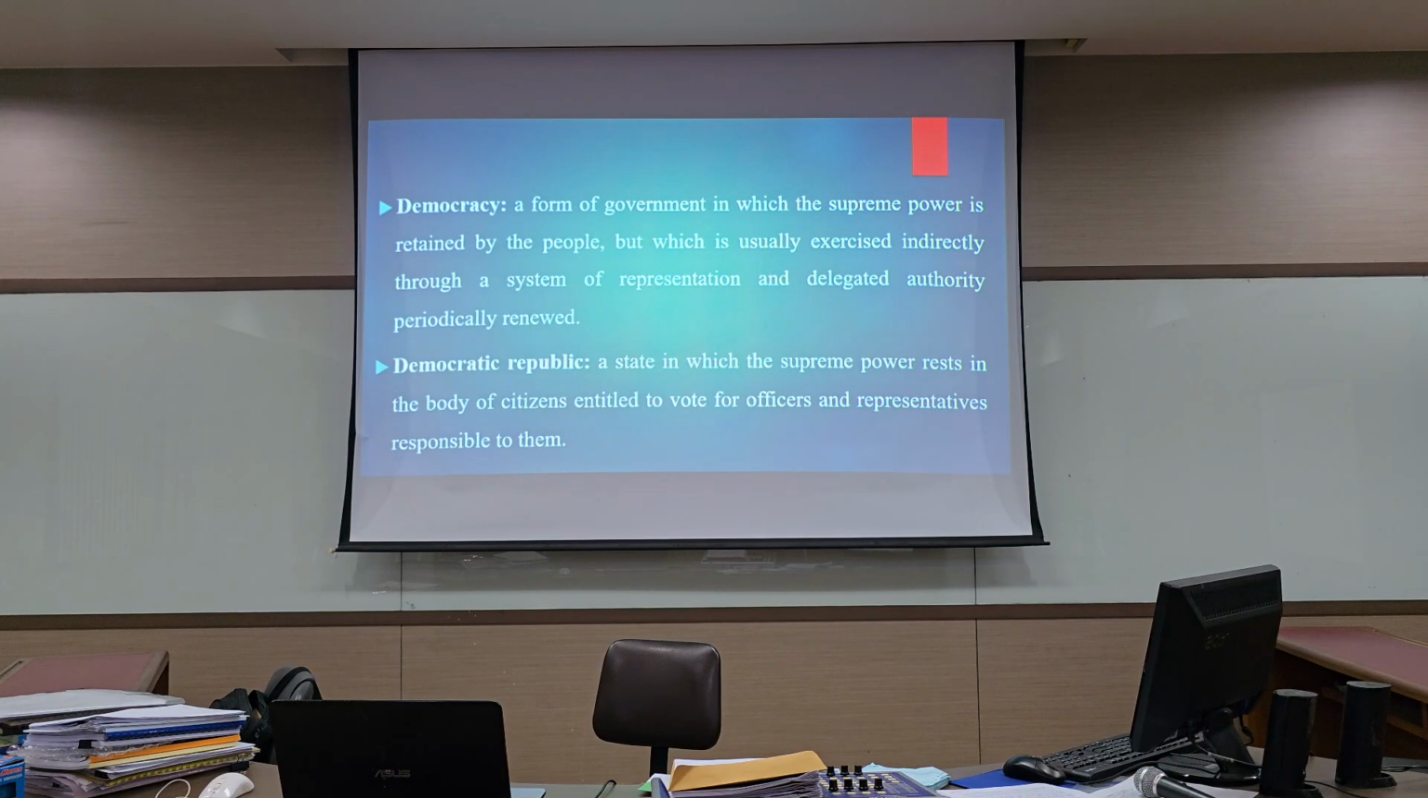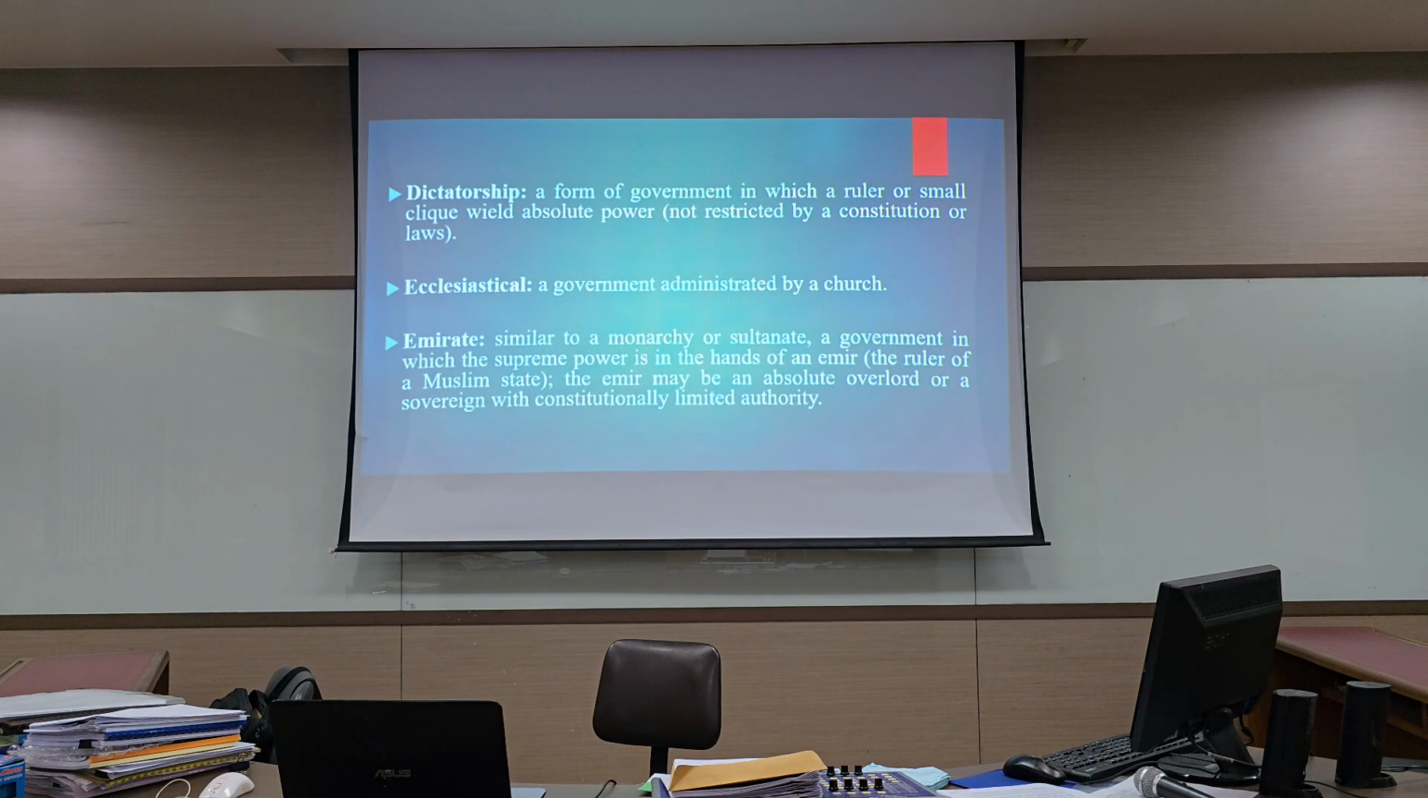Okay, we move on. Have you finished? Now, democratic republic is a state in which the supreme power rests in the body of citizens entitled to vote for offices and representatives responsible to them. Dictatorship, we know about this one. The form of government in which a ruler or small clique wields absolute power, not restricted by constitution or laws. You see that?